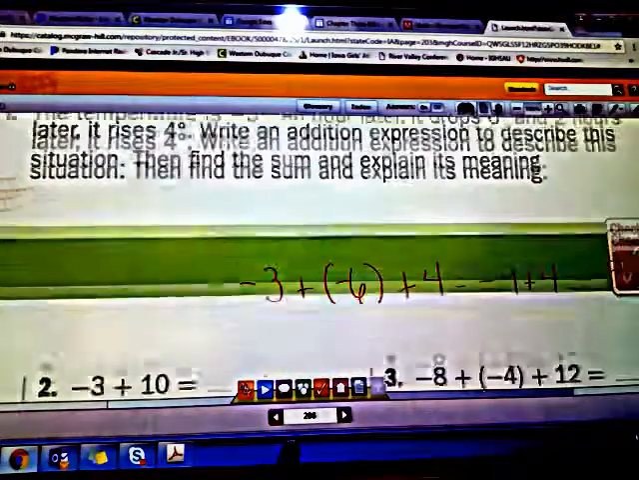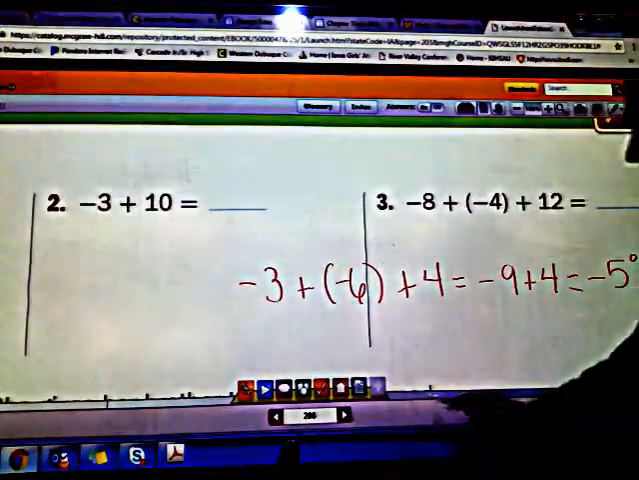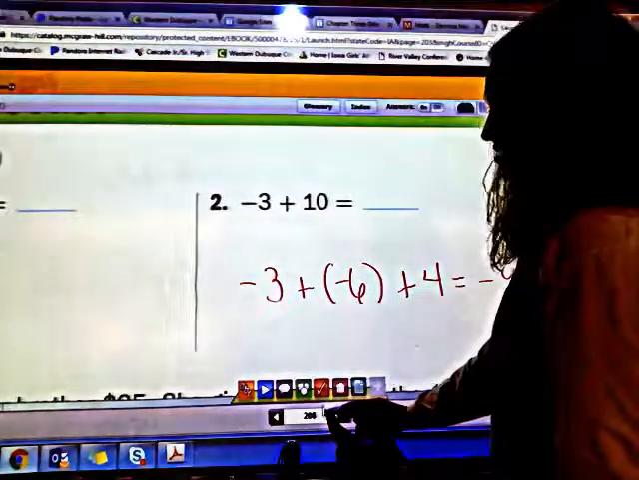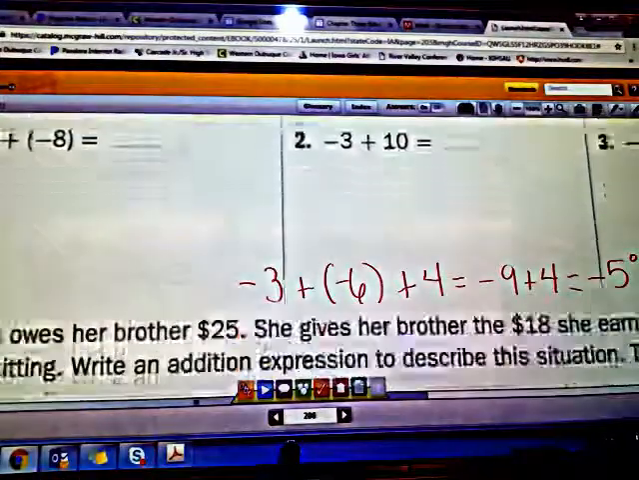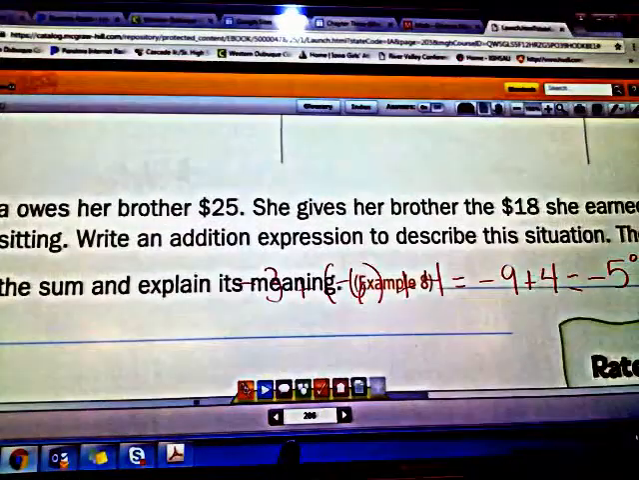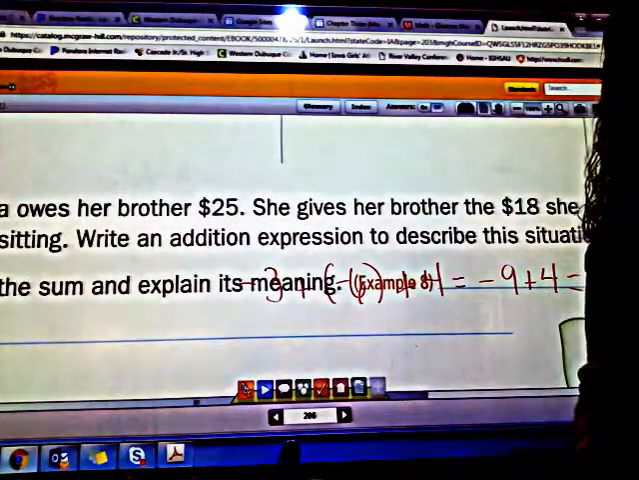Please go ahead and take some time right now to complete the guided practice problems on page 206. Please work through numbers 1 through 4 and then have your teacher check those.